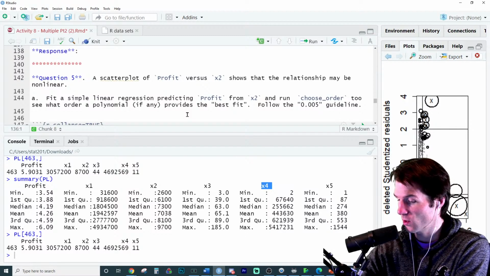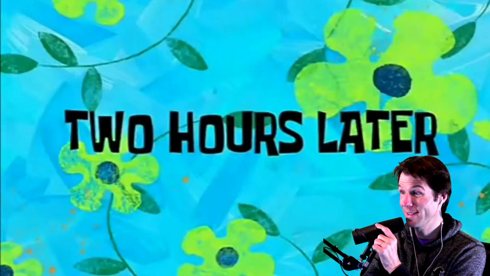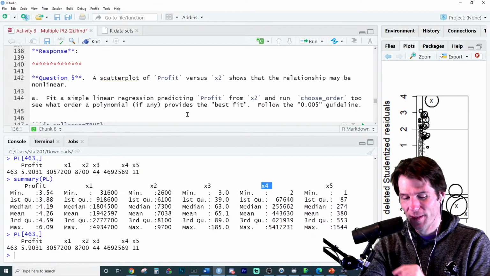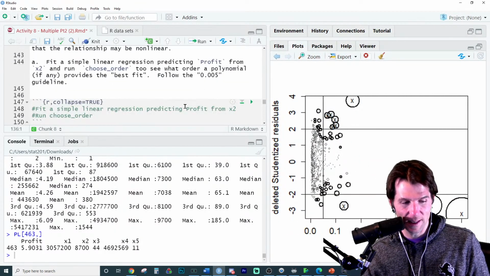Next question. Check it out. Oh, are we doing polynomial? I love it. Polynomial models are some of my favorite topics, just because the output is so awesome, and it's so cool to do and pretty easy to get.